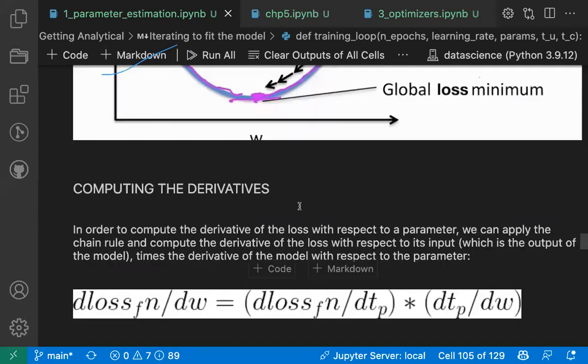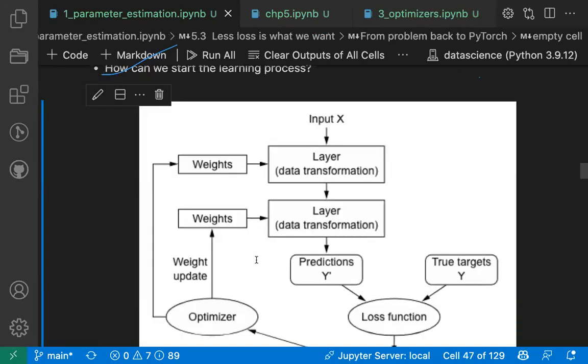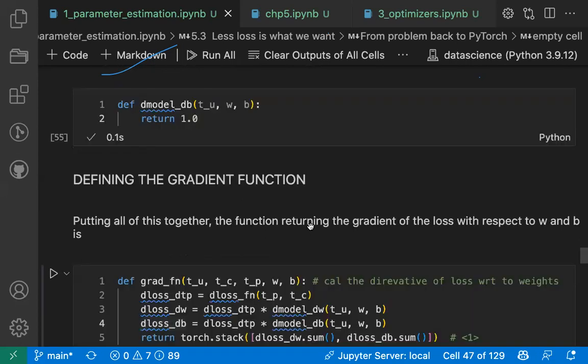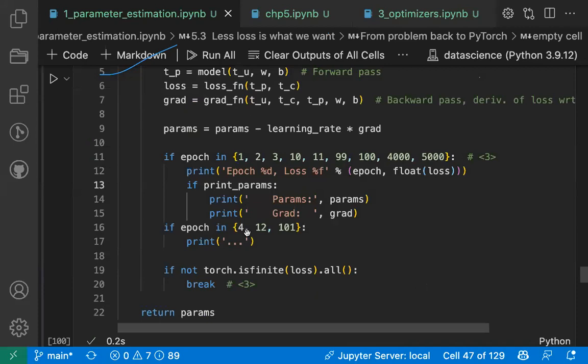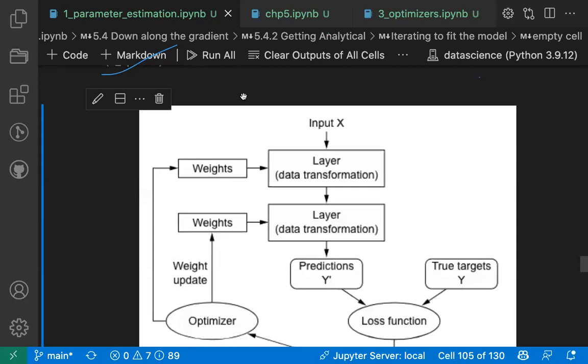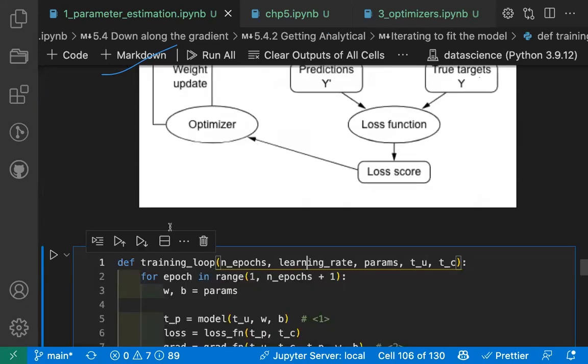Okay. So if we have the input X, we have our function, we have our weight. This is the number of epochs, meaning how many times are you going to iterate? 1, 2, 3, 4. That is the number of epochs. Learning rate basically tells us how we are going to change the weights, how fast. And the parameters, which are the weights, and TU and TC, basically they are the input and the target. TU is the input and TC is the target. So here you can see we implement the training loop.